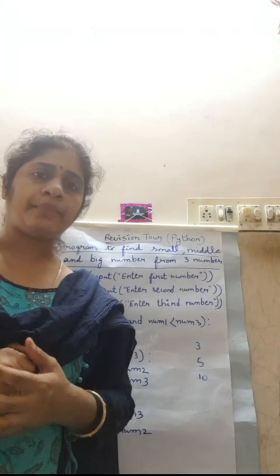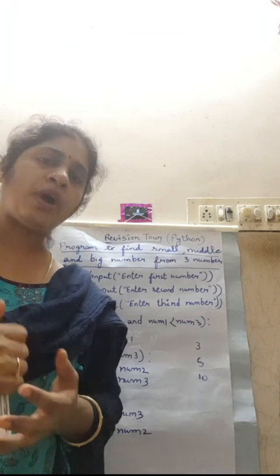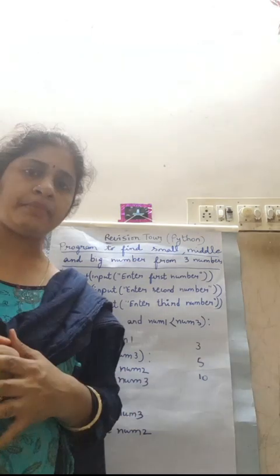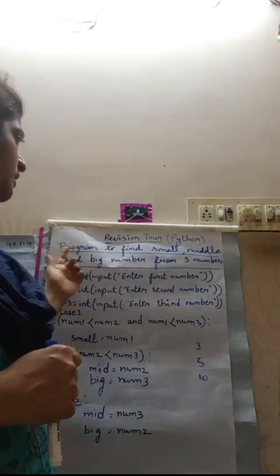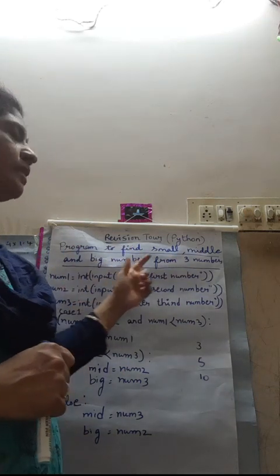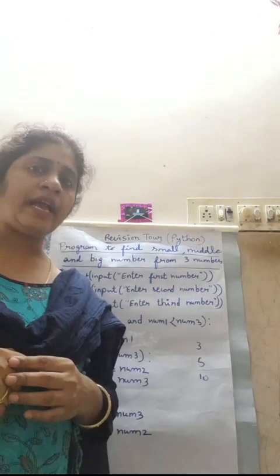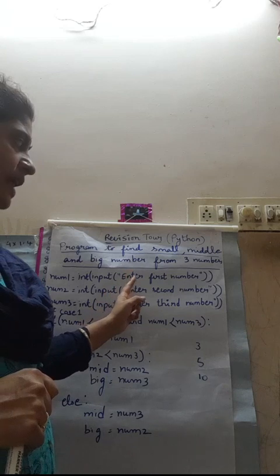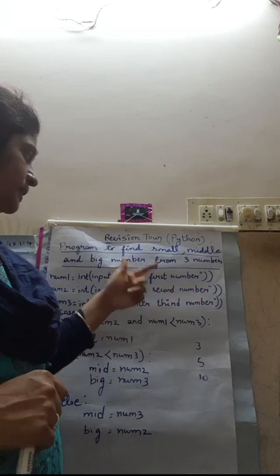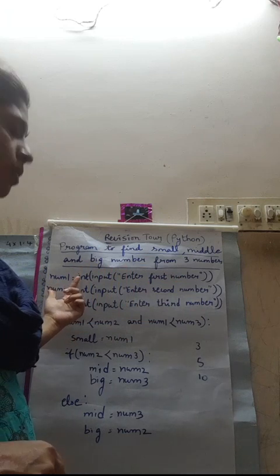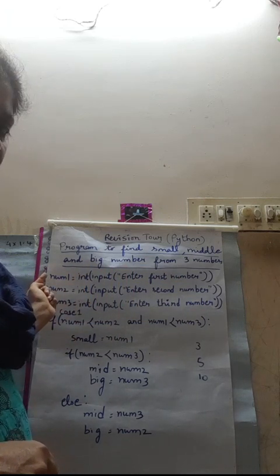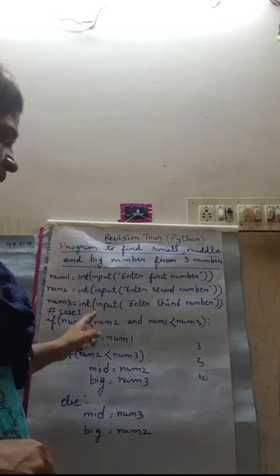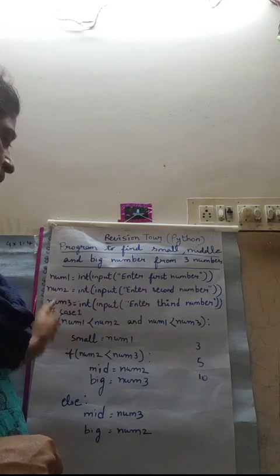Now let us see a program to find the small number, middle number and big number from three numbers using nested ifs. For this I have to take three numbers from the user. I have used the input function and written "Enter first number". I take the number from the user, convert it into an integer and store it in number1. Then I take the second number, convert it into an integer and store it in number2. I take the third number, convert it into an integer and store it in number3.